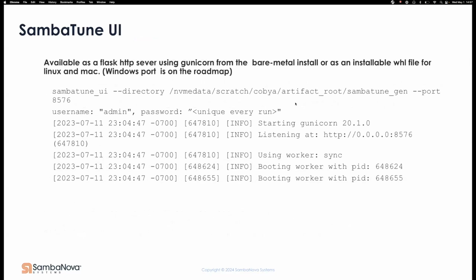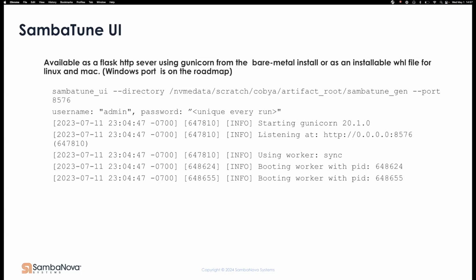All right. Now the SambaTune UI. It's available as a Flask HTTP server using Unicorn from the bare metal install, or as an installable wheel file for Linux and Mac. A Windows port is on the roadmap, but it does not work yet because it uses Unicorn at this moment instead of Waitress. Unicorn is not supported on Windows. However, if you can run a Linux Docker on your Windows system, then you could do that there.